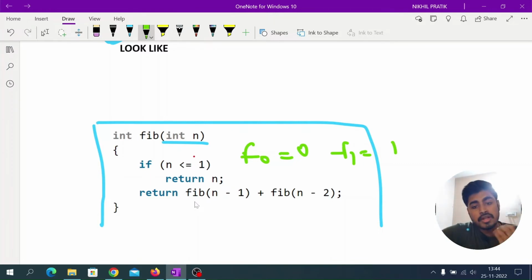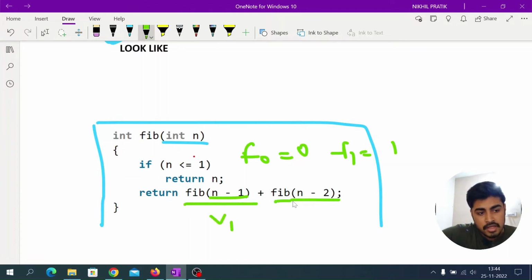And now, which two values do we depend on? It's the previous two. So what will the previous two be? That will be n minus 1 and n minus 2. So we ask the function to get the value of the first one, let's say it is v1, and get the value of the second last number, that is v2, and add these in order to get the value of f of n, right? This is how it works.